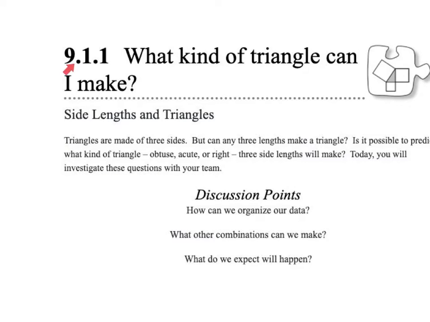We're going to take a look at 911, but this time we're going to take a look at day 2. So we looked at day 1 last time, and the point of day 1 was we just went through and collected some data. But let's take a look at this here again. Triangles are made of 3 sides, but can any 3 side lengths make a triangle? Is it possible to predict what kind of triangle, obtuse, acute, or right, 3 side lengths will make? Today you will investigate these questions with your team. So let's take a look at this.